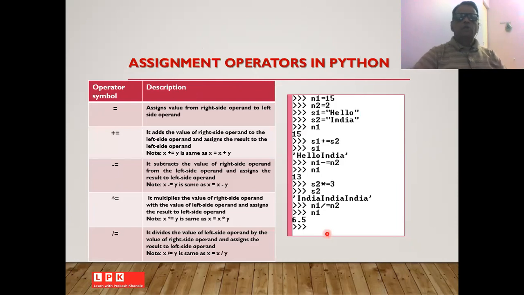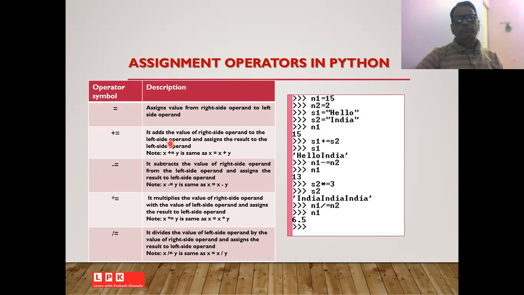There are large number of assignment operators. Assignment operators are basically used to assign a value to the variable. So the first operator is equal to, which will assign the value from the right hand side operand to the left hand side operand. So if n1 is 15, n2 is equal to 2, and if I write only n1, I will get the value 15. And if I make n1 is equal to n2, then the value of n2 will be assigned to n1.